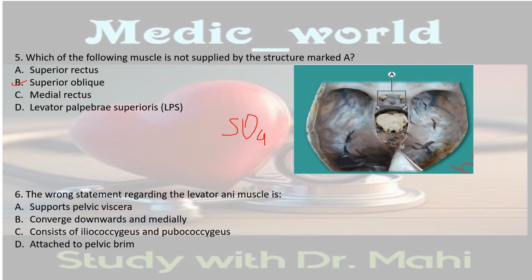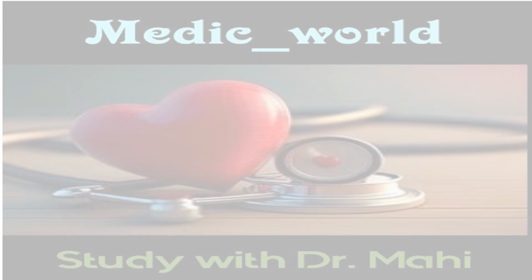Now the next question, the wrong statement regarding the levator ani muscle. Let's see the statements. It supports the pelvic viscera. It is the true statement. Next statement, converge downwards and medially. It is also the true statement. It consists of iliococcygeus and pubococcygeus. It is also the true statement. Now, the next option, attached to the pelvic brim. It is the false statement. So the answer is option D, that is attached to pelvic brim, because levator ani muscle is not attached to the pelvic brim.